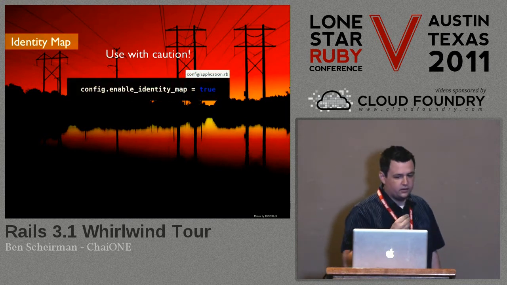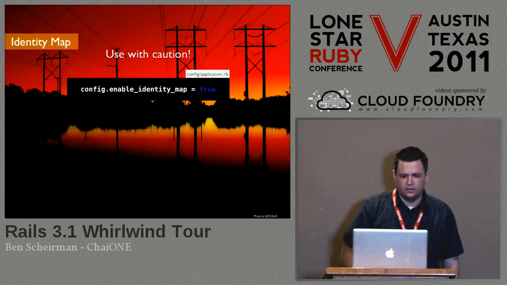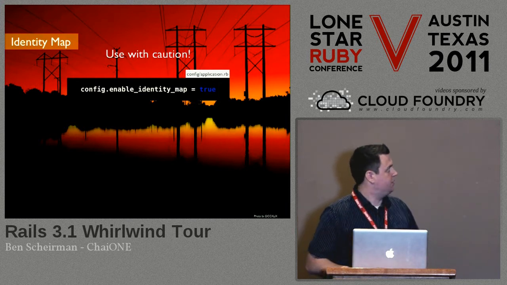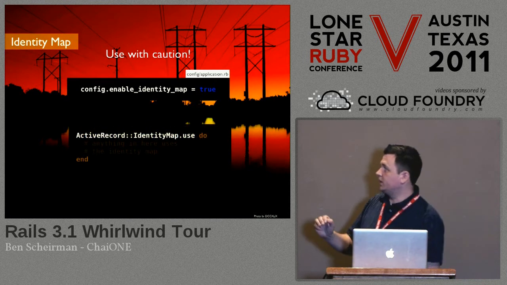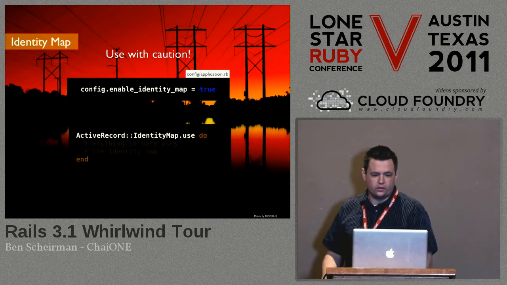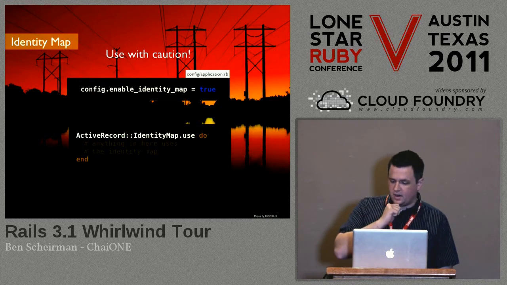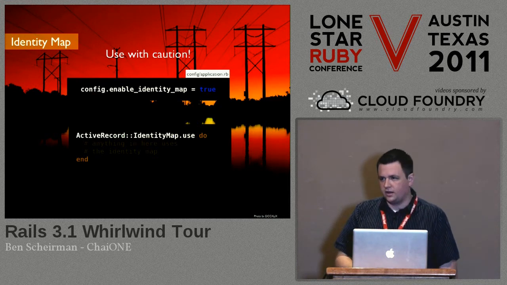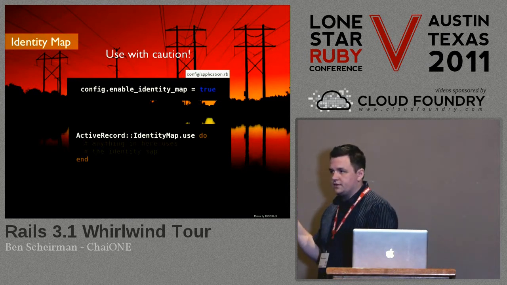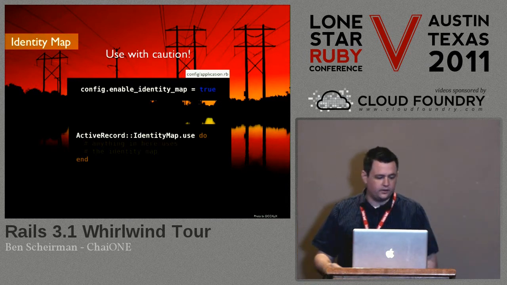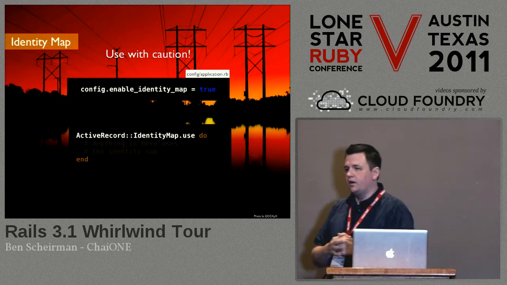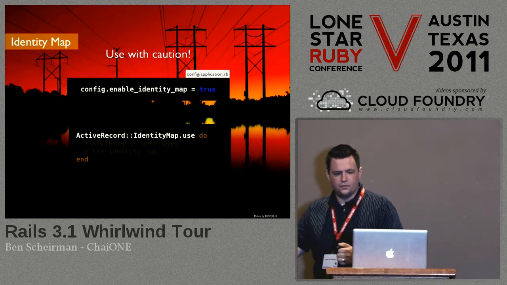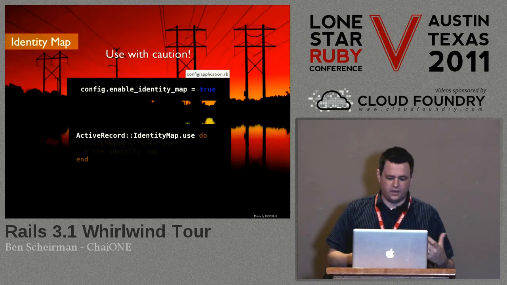So if you want to turn it on, you can do this in application.rb: config.enable_identity_map = true. Or if you just want to use it in one case, you can say ActiveRecord::IdentityMap.use, and inside the block, everything in there gets to use the identity map. One way that you can verify this in the Rails console to see if it's working or not: since equals will tell you that the objects are the same, compare their object IDs. If you're using the identity map, the object IDs will be identical.